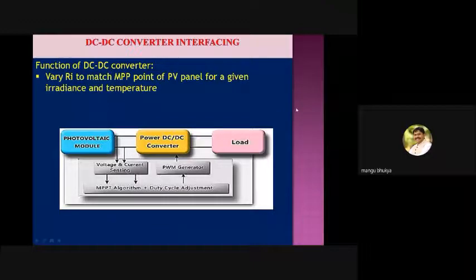See, MPPT charge controller means what? Suppose the battery is in a position to absorb the power. In that case, suppose your battery voltage is less than 13.8, you can extract the maximum power and dump that energy into the battery, because the battery is not fully charged. It is in a position to absorb that power. So you can extract the maximum power from the source.